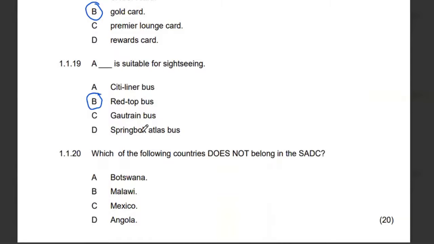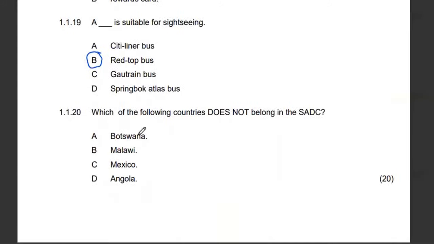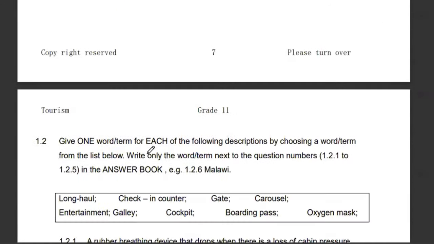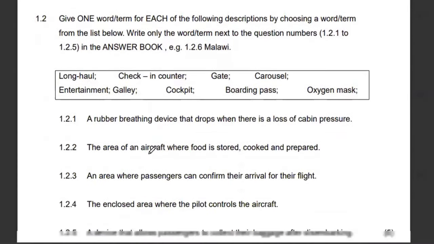Then 1.20, which of the following countries does not belong in the SADC? So the country which does not belong in SADC here will be Mexico, because Botswana is a neighboring country which belongs in SADC. Malawi is a neighboring country which belongs to the SADC. Angola is a neighboring country which belongs to the SADC. So the correct answer there will be the letter C. That will be Mexico.